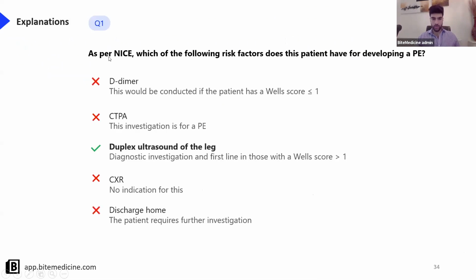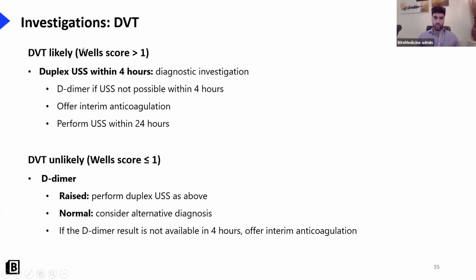And that's kind of what we discussed here. So duplex ultrasound of the leg is the first line in those with a Wells score of above 1. If the score was less than or equal to 1, then you do a D-dimer. Of course, you can't discharge the patient because they need further investigation to figure out what's caused their swollen leg. So this all depends on your Wells score.